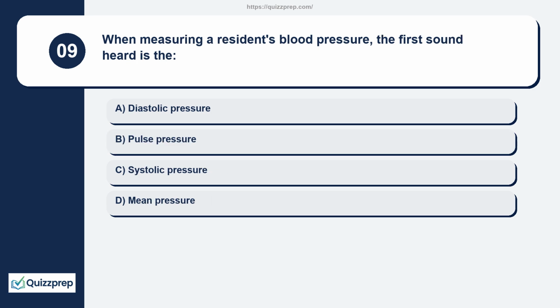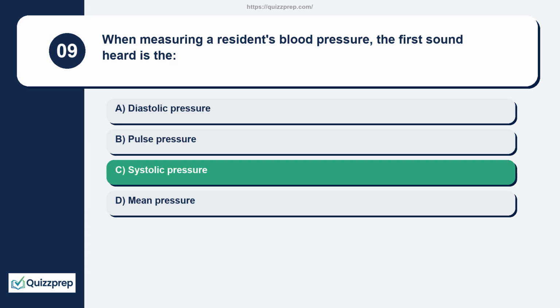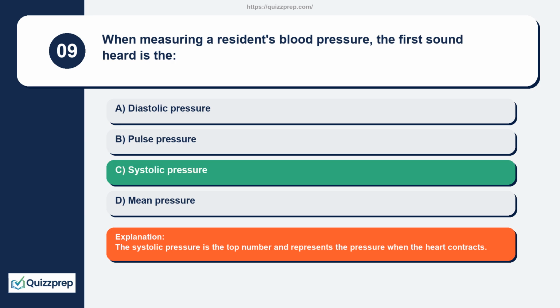Question 9. When measuring a resident's blood pressure, the first sound heard is the diastolic pressure, pulse pressure, systolic pressure, mean pressure. The systolic pressure is the top number and represents the pressure when the heart contracts.